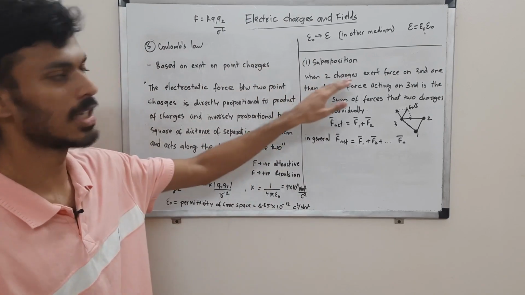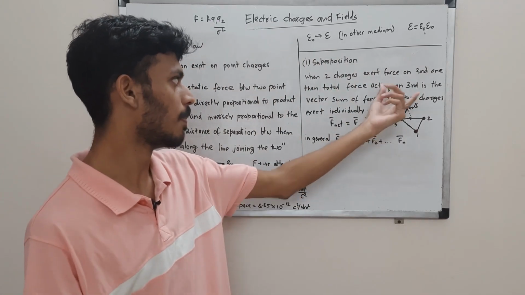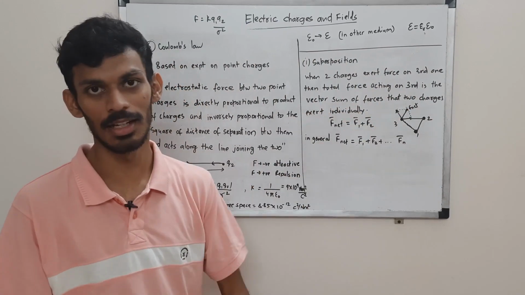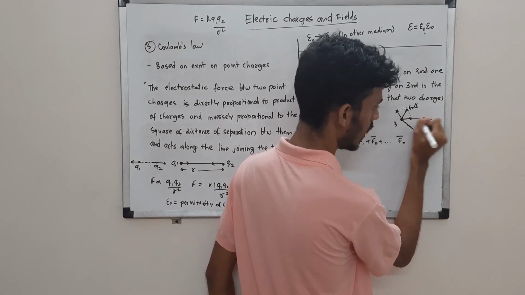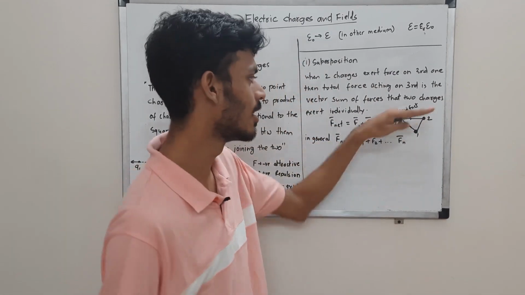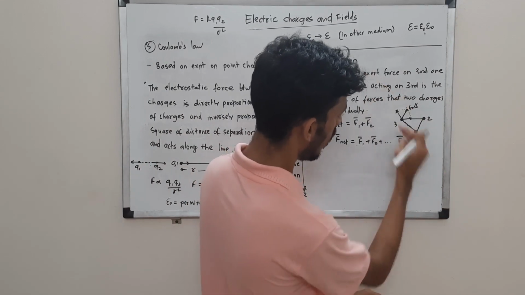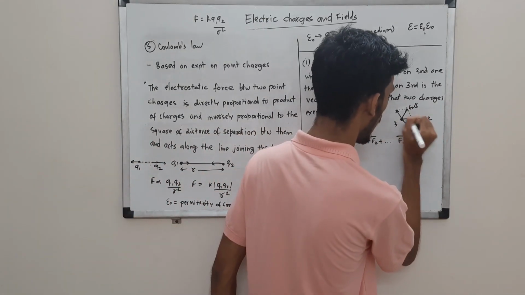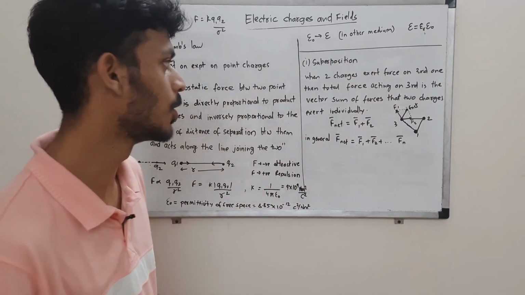So basically, if you have two charges which are exerting a force on a third one, you can find the total force acting on the third one by the vector sum of the forces that the two charges exert individually. Suppose you have two charges 1 and 2 which are exerting force on the third one. 2 is attracting, and the force is along the direction joining the two. And 1 is pushing it away, so the force is again along the line joining the two charges. These two forces are F2 and F1, so this F net will be given as F1 plus F2, the vector sum.